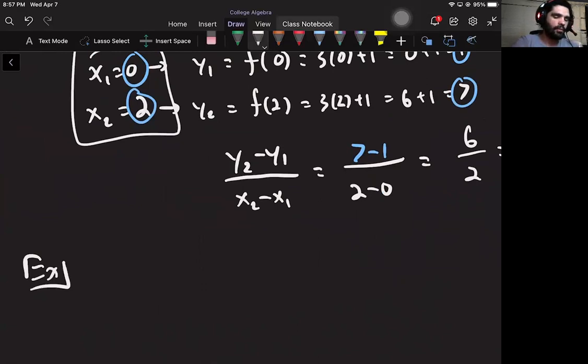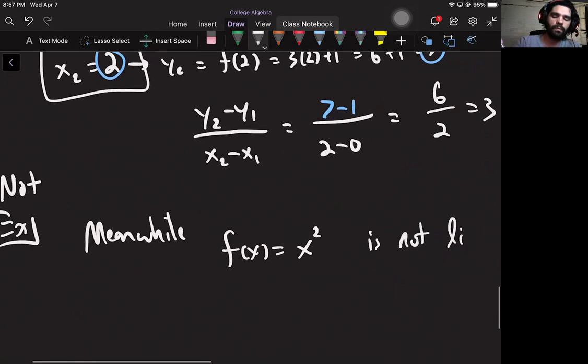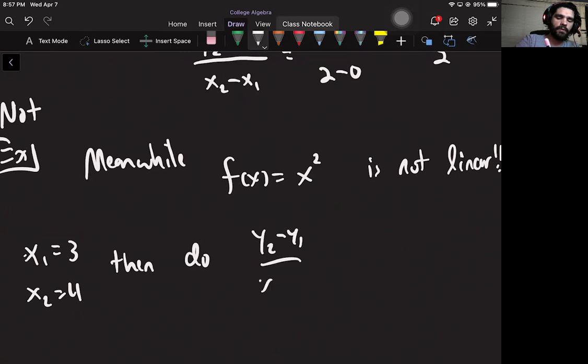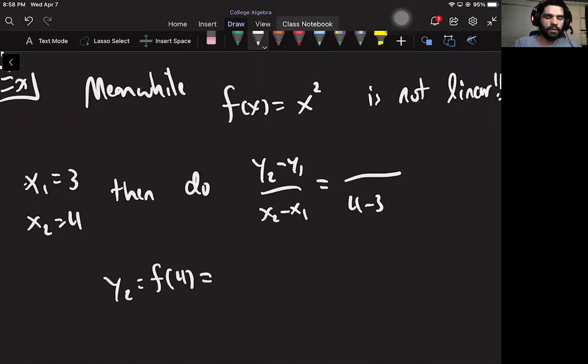It's always good to see a non-example, something that's not what you just learned about. So just for comparison, x squared, this function is not linear because it does not have this property. If I pick x1 equals, say, 3 and x2 equals 4, then I do y2 minus y1 over x2 minus x1, it's going to be a little bit different. So x2 minus x1 is going to be 4 minus 3 on the bottom, but on the top, what's y2? That's going to be plugging in 4 to the function.